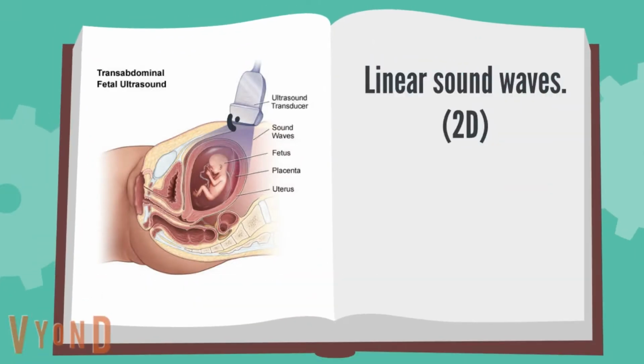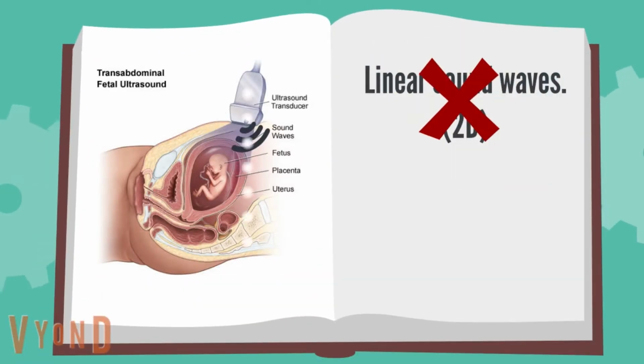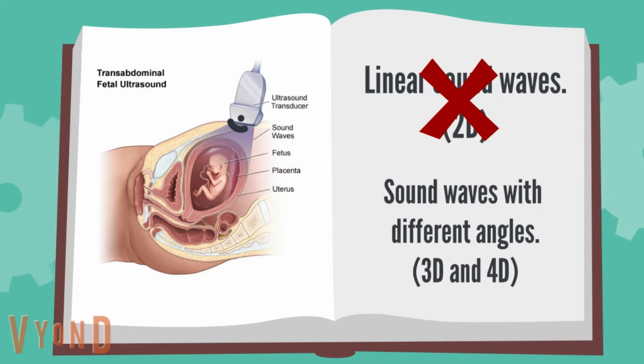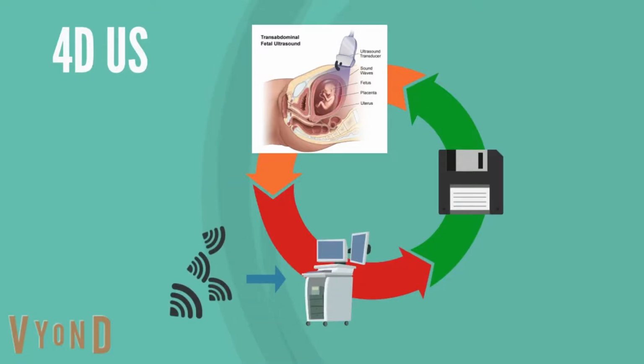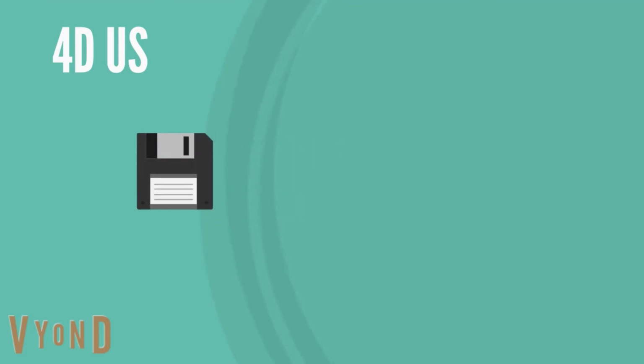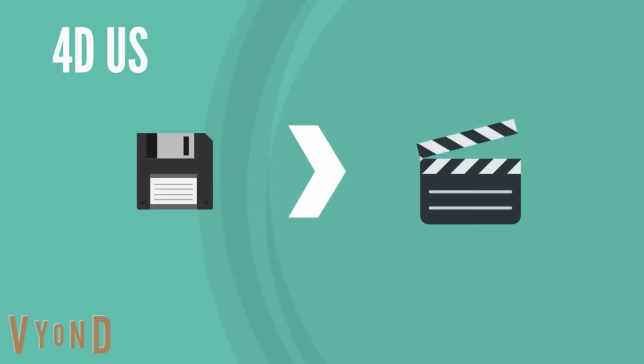In 3D and 4D, instead of sending linear sound waves, the transducer sends waves with different angles. The echoes are processed by a computer program, resulting in a reconstructed image with volume. In 4D ultrasound, this process is repeated continuously. The reconstructed images are saved. From those saved images, the 4D ultrasound movie is created.